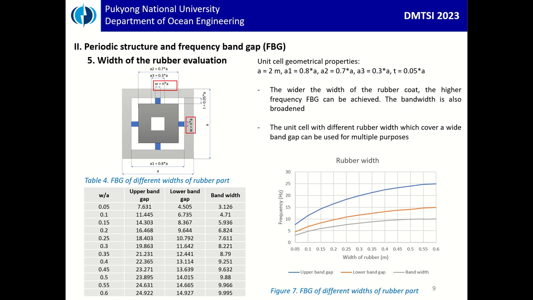Next is the width of the rubber evaluation. Now we just change the parameter W with different ratios W over A, and the results are shown in table 4 and figure 7. The wider the rubber coat, the higher the frequency that can be achieved, and the bandwidth is also broadened. The unit cell with different rubber widths, which covers a wide bandgap, can be used for multiple purposes.